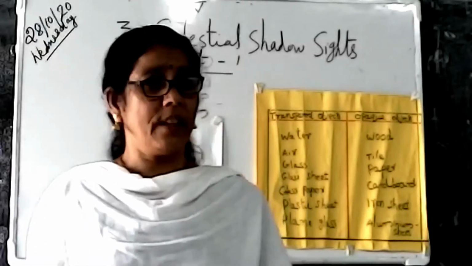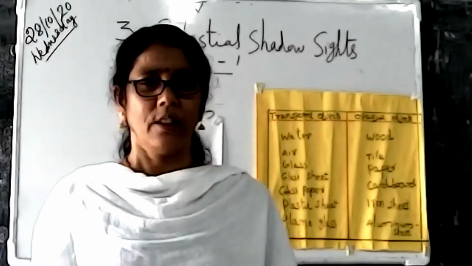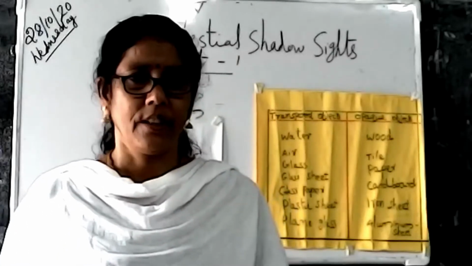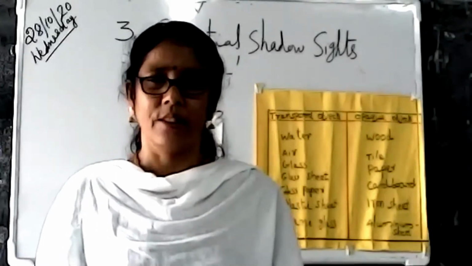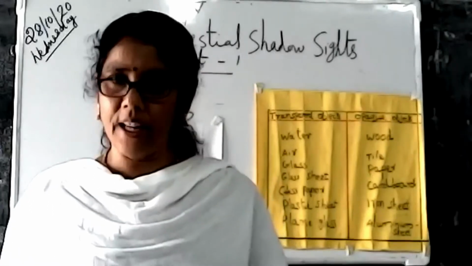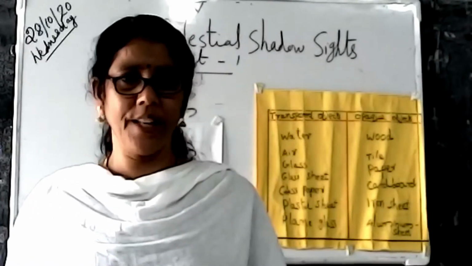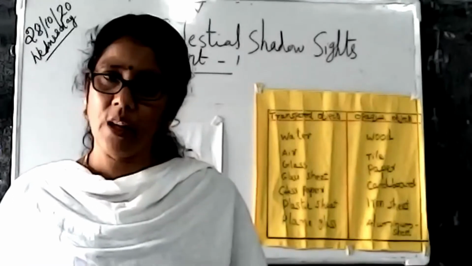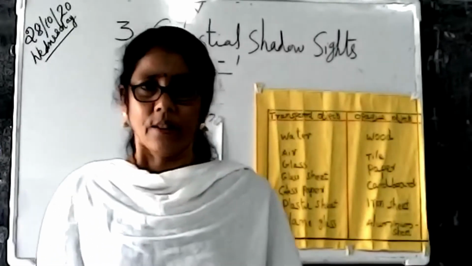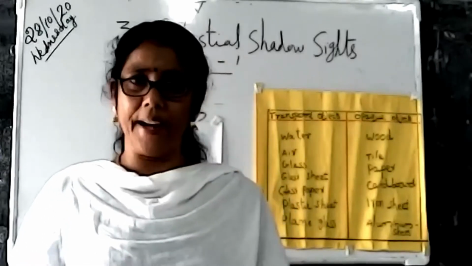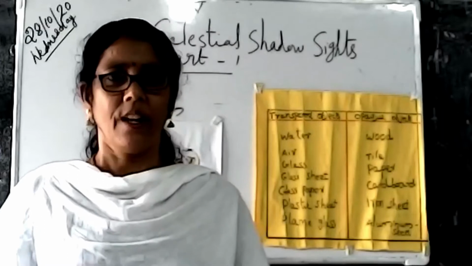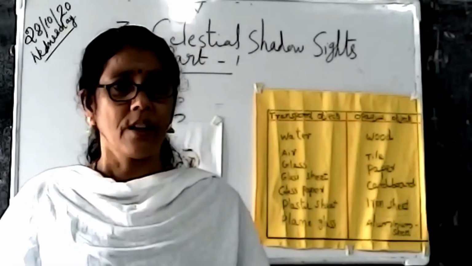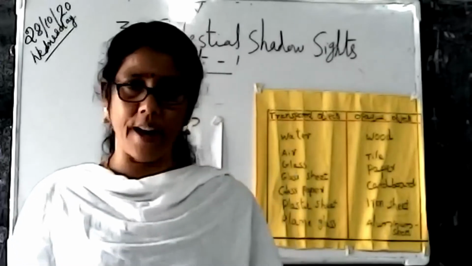Now imagine a world without light. We would feel difficulty. That is why we can't see any objects around us, isn't it? If there were no light, we couldn't see the wonderful sights around us.